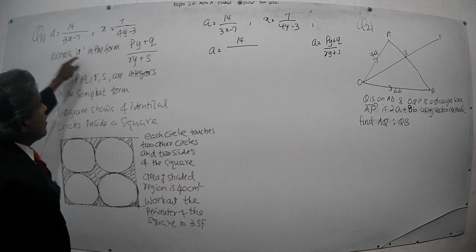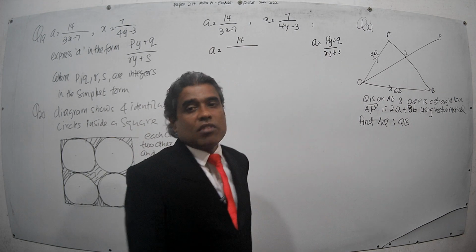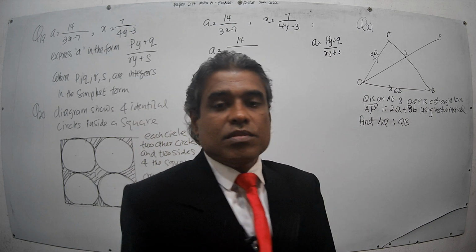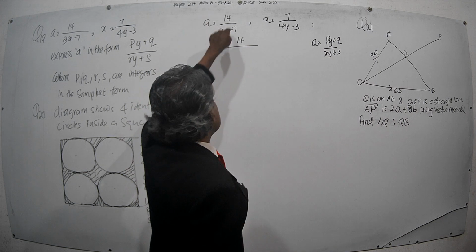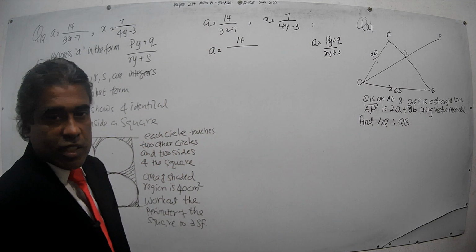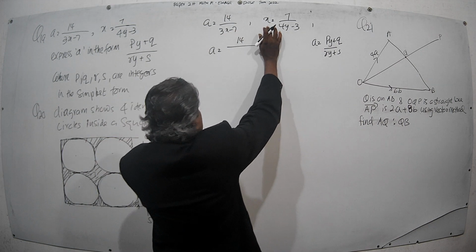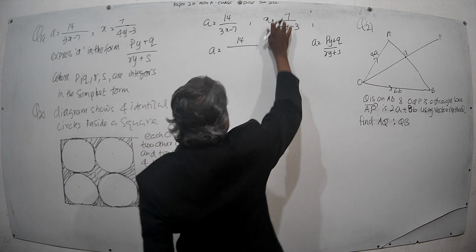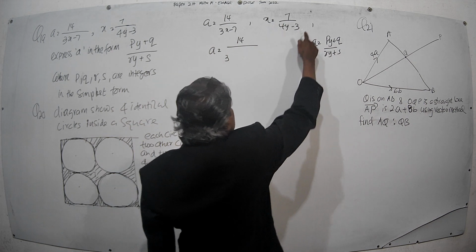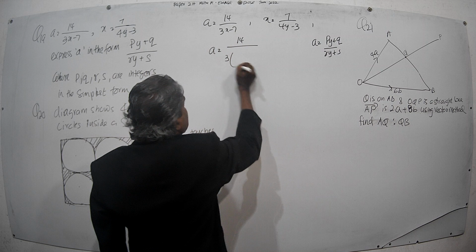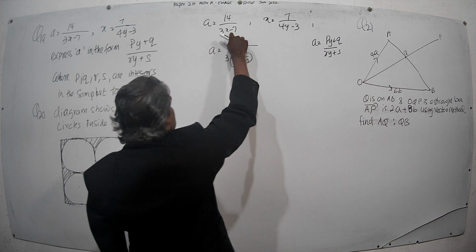Here in a there is x, but in the answer there is no x. a has been expressed only in terms of y. So we will remove this x in this equation of a. To remove that x, we will substitute this expression in y for this x. Then we substitute this whole expression for this x. Then it will be 7 over 4y minus 3. Then here this minus 7 is there.